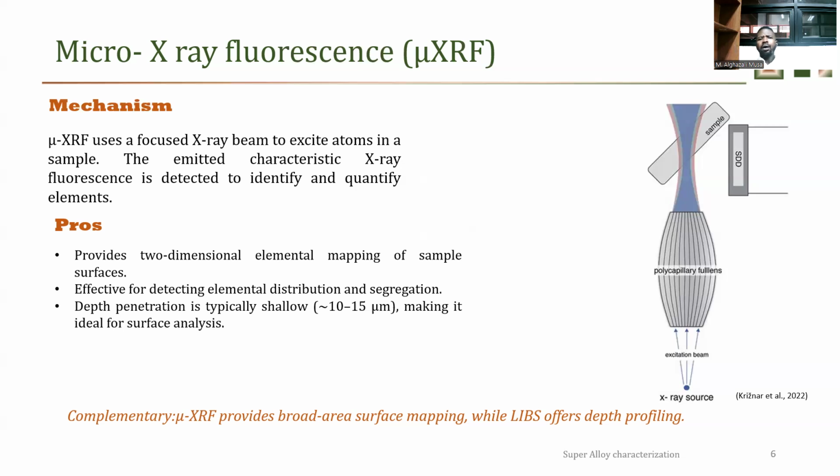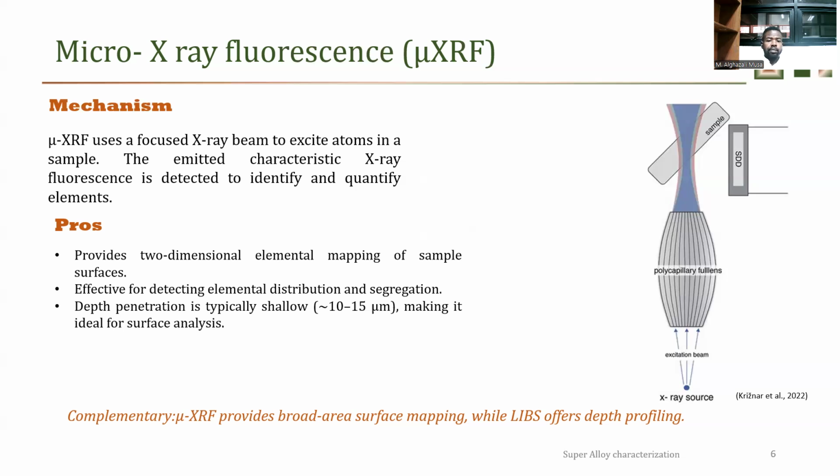concentration. So what are the main pros of this method, or of this device? It provides two-dimensional elemental mapping. And it's very effective for detecting elemental distribution and segregation. Also the depth penetration is typically shallow, but when we integrate it with LIBS, it gives a powerful technique for depth profiling. Imagine you have a 2D area, and within this 2D area you dig deeper in order to know about the composition under that surface. So this synergetic or complementary way is very unique and very powerful.